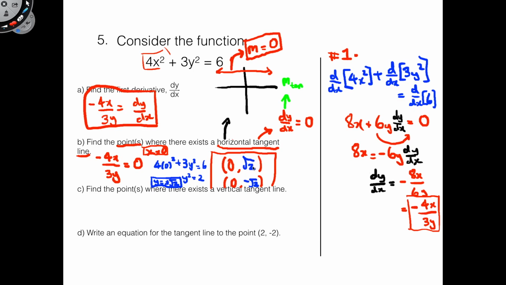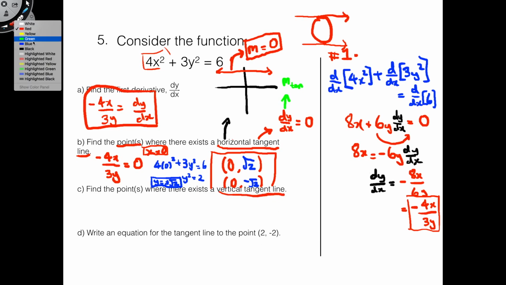And if you wanted to verify this, you could actually go ahead and graph this function, and you'll notice you'll get something in the form of an ellipse. And you'll notice that at these 2 points, you'll actually have lines like this. It'll sort of be like the top and the bottom of the graph. So you'll have horizontal tangent lines. All right. So now next, find the points where there exists a vertical tangent line.